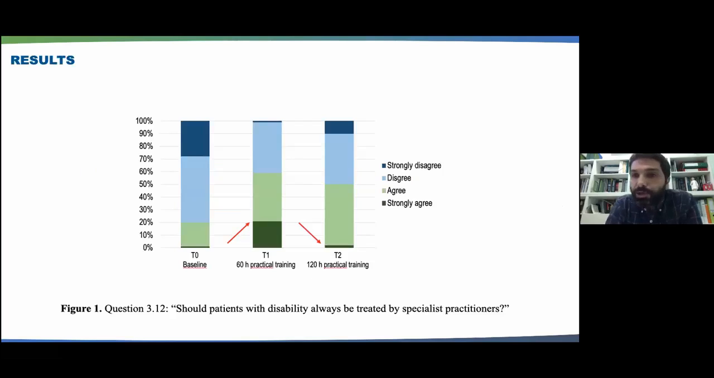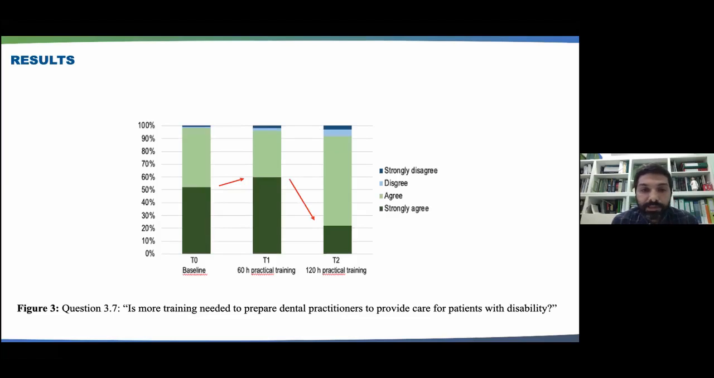I will briefly show some, I think, interesting results. For example, in this question, should patients with disability always be treated by specialist practitioners? We can see that after receiving the 60 hours of practical training, the number of students that strongly agree increases, and after, at the T2 moment, the number of students decreases. The same tendency we can see in this question when we asked, is more training needed to prepare dental practitioners to provide care for patients with a disability?